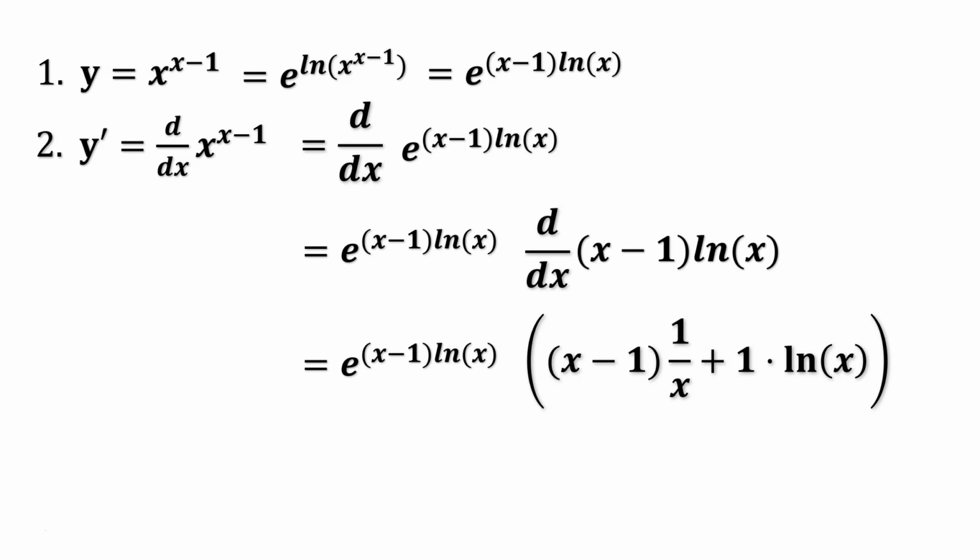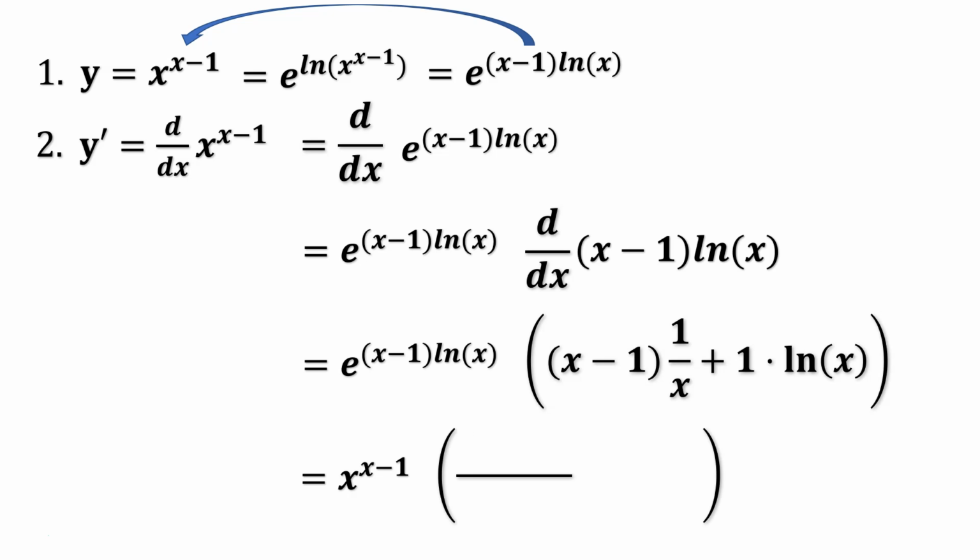Lastly, take a look here. This expression up across the top now, e to the x minus 1 times ln of x, is equivalent to the original x to the x minus 1. So that tells us down below that the following can be done. I can replace it with x to the x minus 1. So in other words, e to the x minus 1 times ln of x can be replaced with x to the x minus 1. And then I can clean up the expression within the big parentheses a little bit by writing the following. I can say it's x minus 1 over x, and I can add to that just ln of x because 1 times that is ln of x. So the expression on the bottom is the derivative we've been looking for.